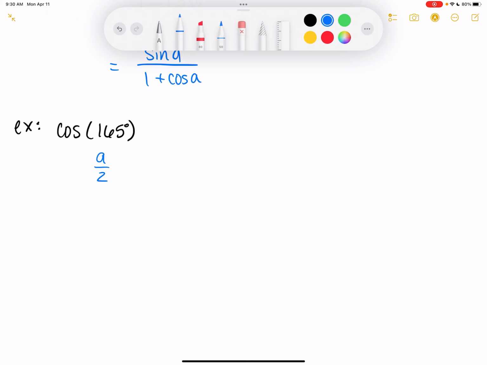Because I don't know that yet. So what value would have to give you 165? So we're going to look at the cosine of half of 330 degrees, okay, and this is A, okay, 330 is A, so A over 2 is that.